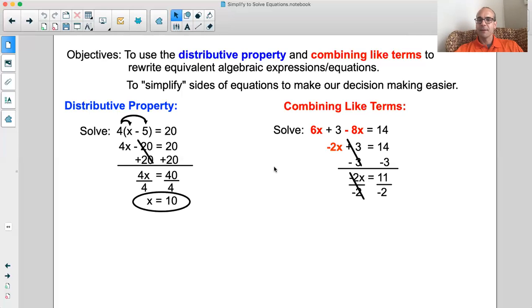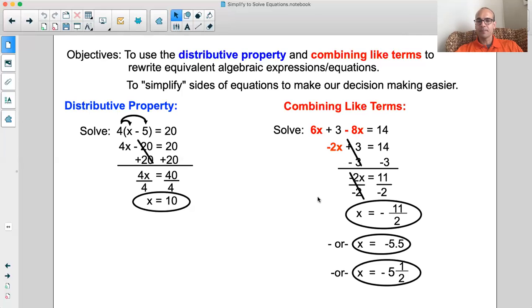And the right-hand side poses some challenge because 11 doesn't divide by 2, but that's a good time to use a fraction maybe. Say, hey, 11 was going to divide by 2. It wasn't going to work out nice. I left a fraction. Or you could grab a calculator and do your negative 11 divided by 2. Or you could do a mixed number if you like.